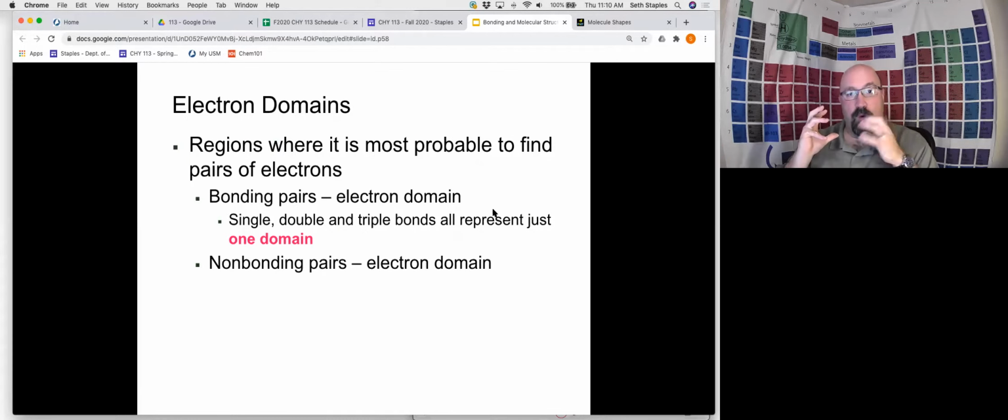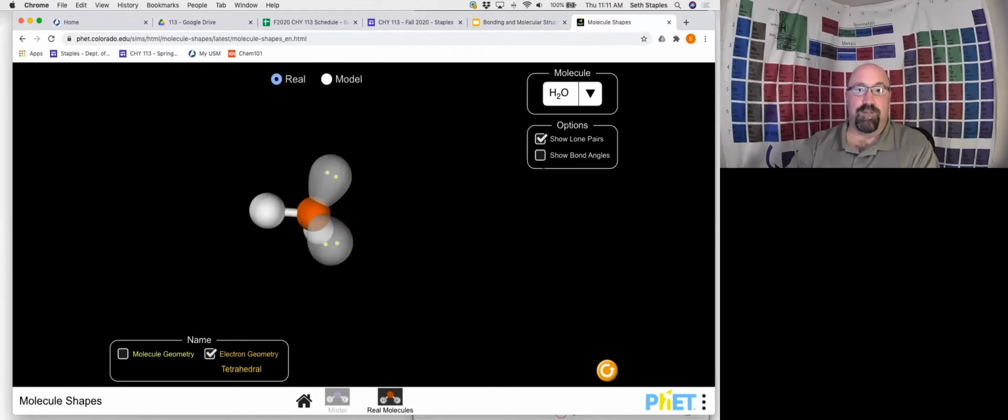And so when we talk about these electron domains, these regions where we find electrons, like we've talked about before, we have either bonding pairs or non-bonding pairs. Bonding pairs, and this is important for what we're going to be talking about here, when we're talking about VSEPR theory and molecular geometry, it doesn't matter how many bonds we have. One region where we find electrons we consider to be one electron domain. Doesn't matter if it's a single bond, double bond, or a triple bond.